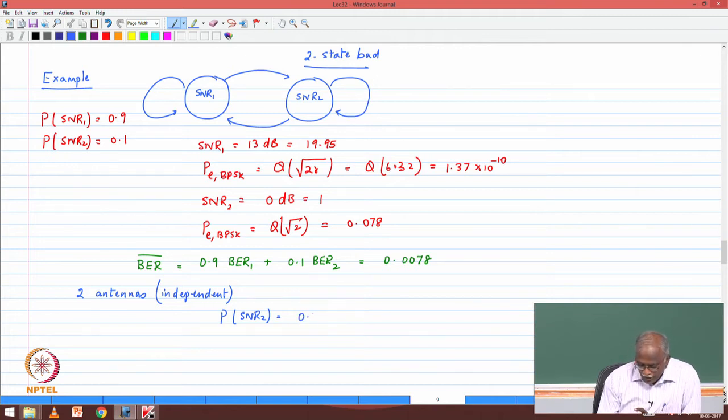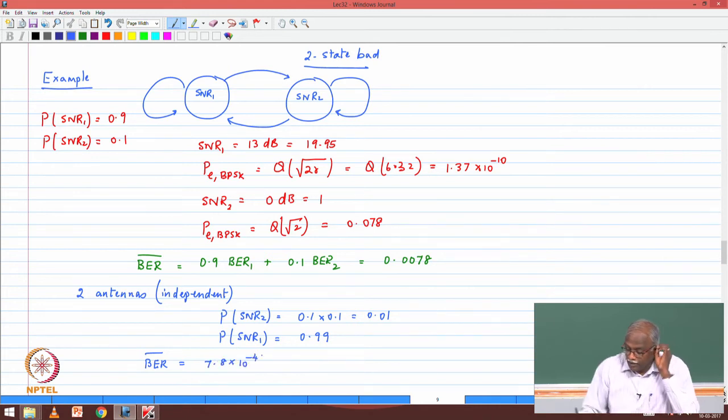0.01, because both antennas have to be in the bad state, so only then you will be stuck with it. Even if one of the antennas is in the good state, then you will get the benefit. So this is 0.1 times 0.1, 0.01, which tells me that the corresponding probability of SNR1 under this assumption will be 0.99. Now compute the BER. Improved, it goes to 7.8 times 10 power minus 4.